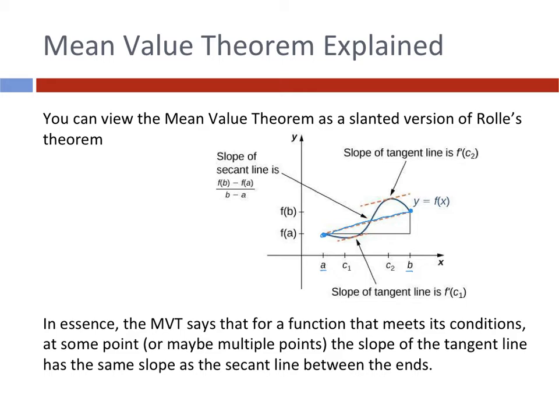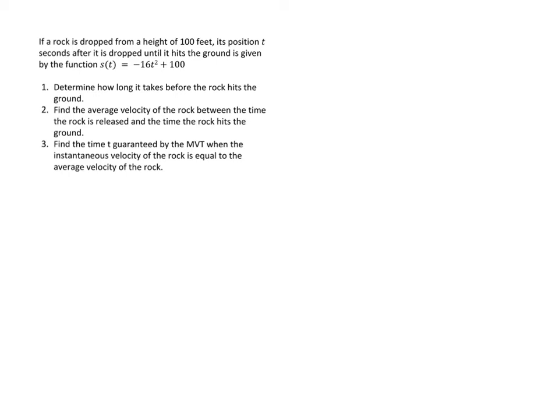But what the mean value theorem tells us is that there's some point c, at least one, there could be more than one, such that the slope of the tangent line at that point is equal to the slope of the secant line connecting those two points. All right? So how do we find out how long it takes before the rock hits the ground?